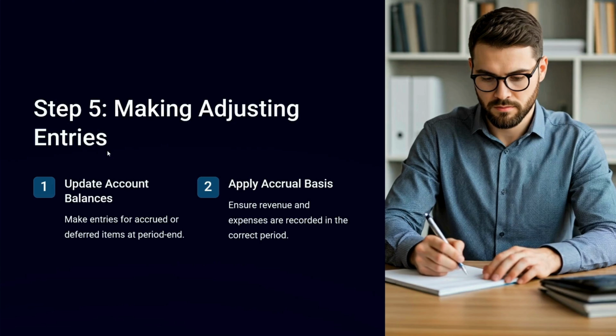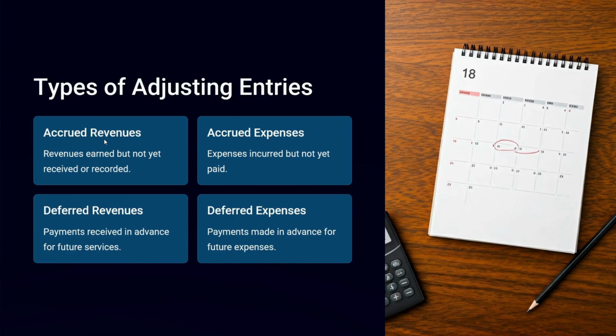Then step number 5, making adjustment entries. This updates account balances for items that haven't been recorded yet or were deferred. There are 4 main types. We have accrued revenues, which is revenue earned but not yet received or recorded. Accrued expenses, which is expenses incurred but not yet paid to suppliers.